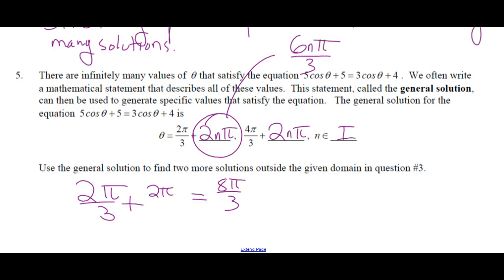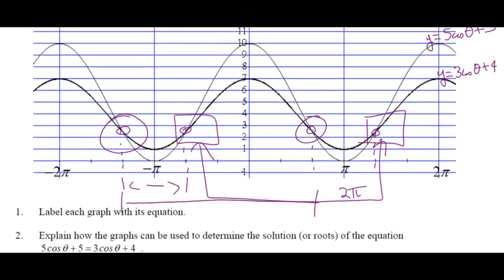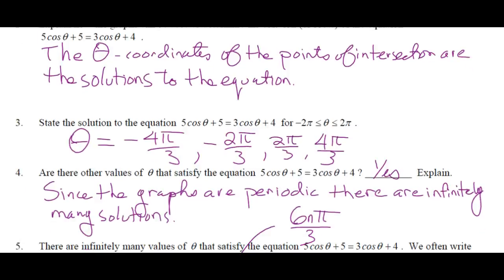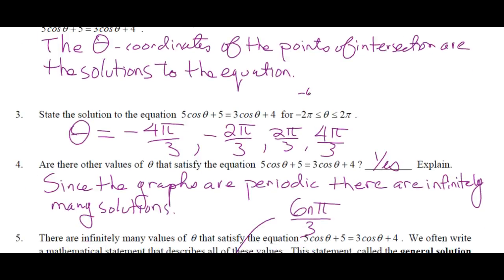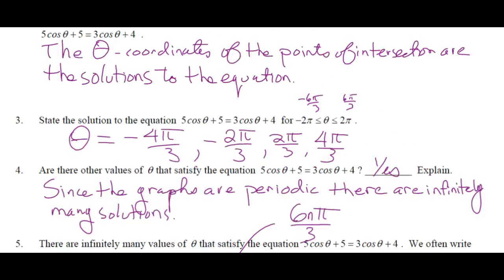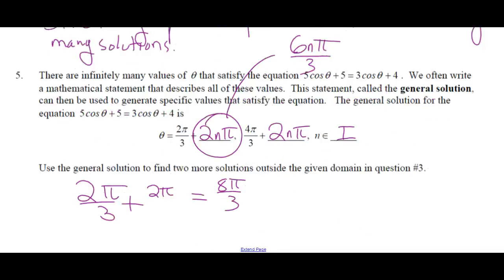Outside the domain given in question 3. What was the domain? Oh, in question 3. Where's question 3? From negative 2 pi to 2 pi. So think of this as negative 6 pi over 3 to 6 pi over 3, right? Convert everything to the same denominator. It's going to make life a lot easier, right? So is 8 pi over 3 outside this domain? Yeah. Is negative 4 pi over 3 outside this domain? No. But so what's the other one we want, like 4 pi over 3 plus 2 pi?